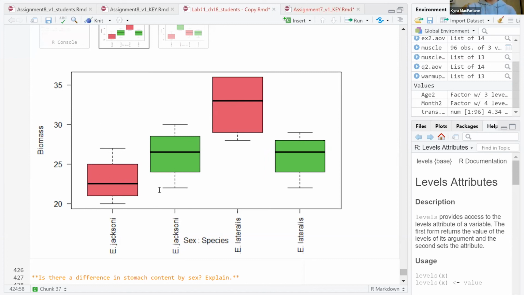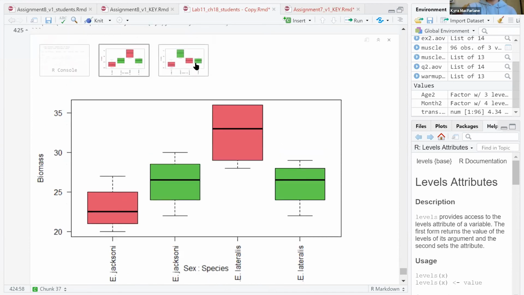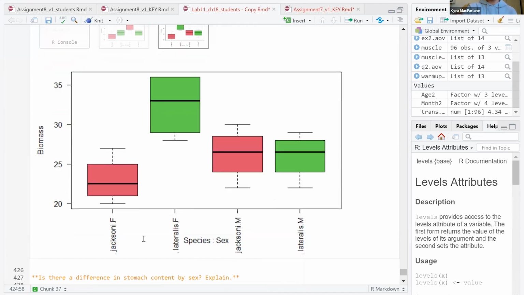So for E. jacksoni, we see that females have a smaller biomass for their stomach contents compared to males. But for E. lateralis, the reverse is true. Females have a higher biomass stomach content compared to males. Let's look at our other figure, which is organized with sex on the x-axis and color is species. So it looks like red is E. jacksoni and green is E. lateralis. These are female, these are male.